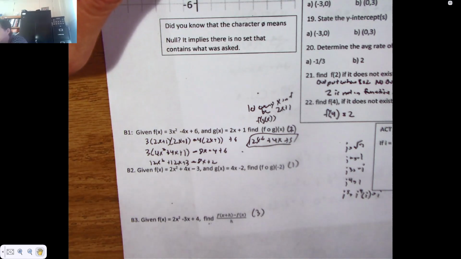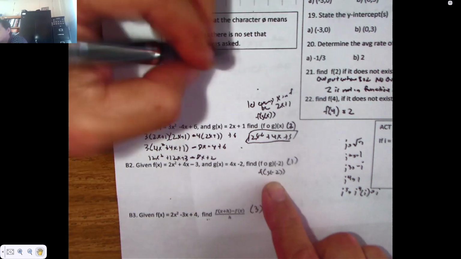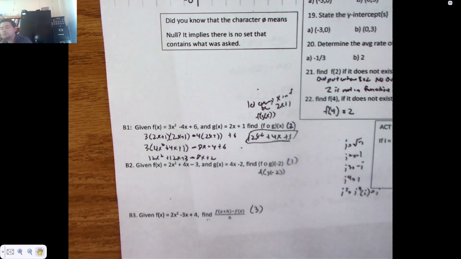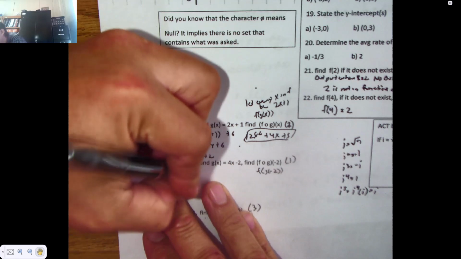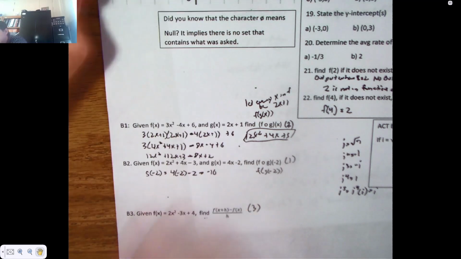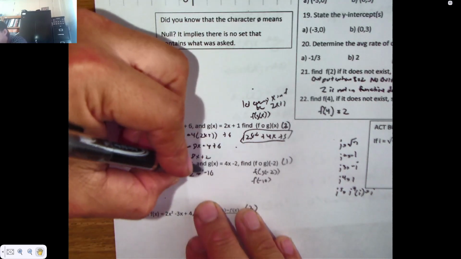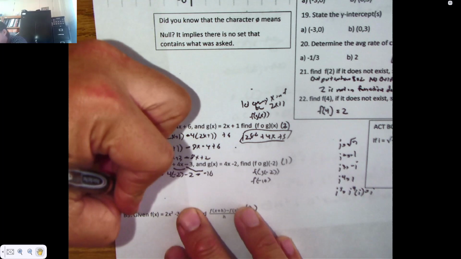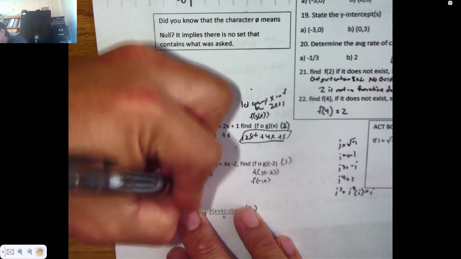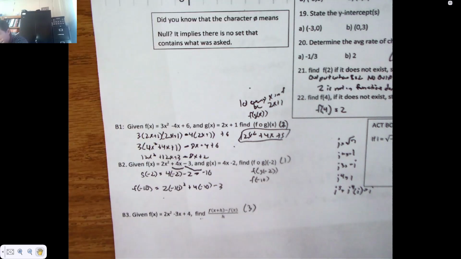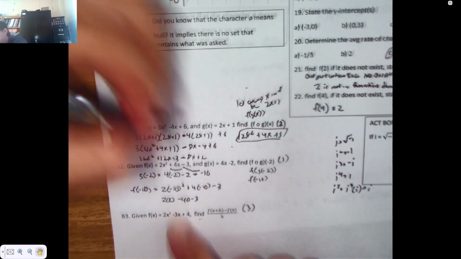All right, find f of g of -2. This means find f of g of -2. So we're going to work our way out. We're going to find what g of -2 is. g of -2 is 4 times a -2 minus a 2, which is -10. So the new goal becomes find f of -10, which means I take a -10 and I put it there and I put it there. Twice a -10 squared plus 4 times a -10 minus 3. A -10 squared is 100. It's 200 minus 40 minus 3, which is 157.